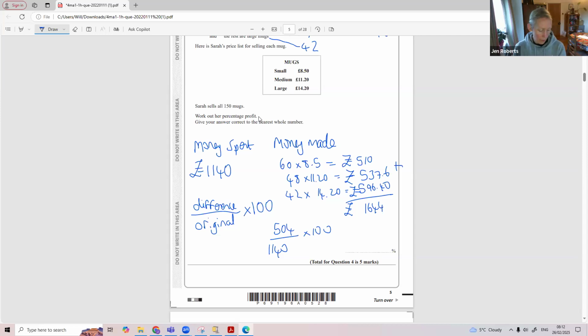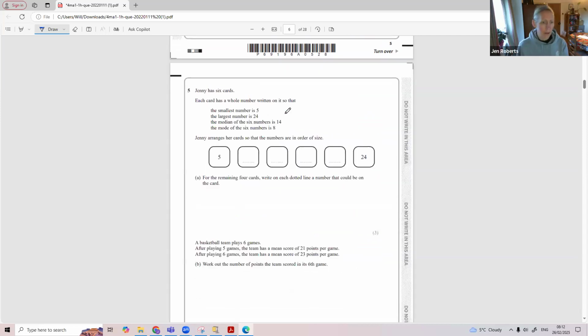And there's whole number, 44%. Okay, so we've got 6 cards here. Each card has a whole number written on it. Smallest is 5, largest is 24, median's 14. So I know the number here between these two has to be 14, right?